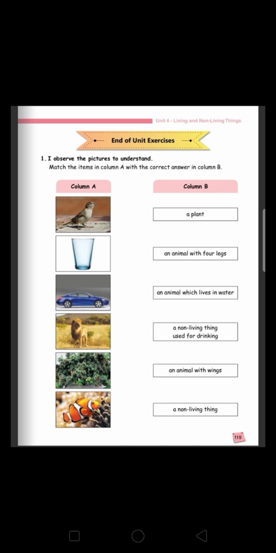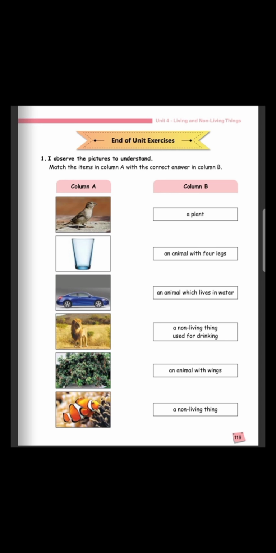Column B, the first one, it's written a plant. Second, an animal with 4 legs. Third, an animal which lives in water. Fourth, a non-living thing used for drinking. Next one, an animal with wings. And lastly, a non-living thing. So, be ready with your ruler. We have to match column A to column B.